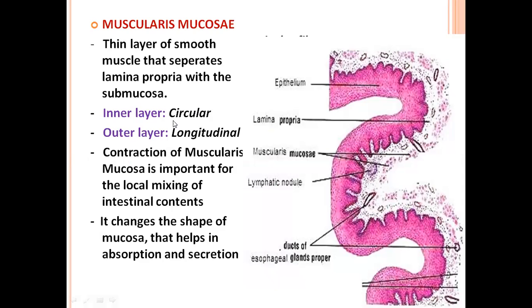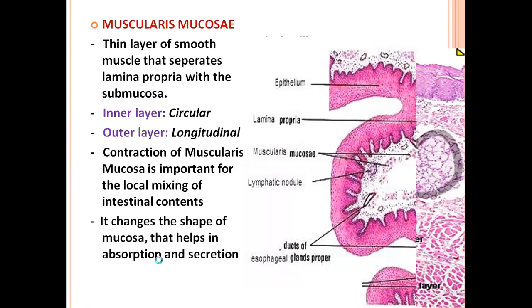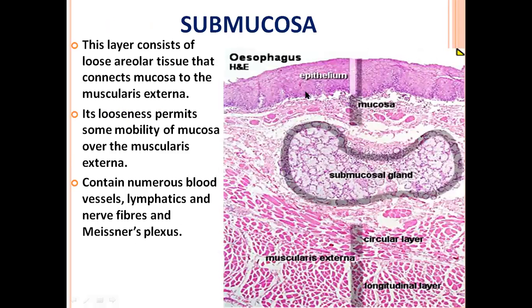So we have smooth muscles arranged in different directions, with inner circular smooth muscles and outer longitudinal. Contraction of this muscularis mucosa is important for local mixing of intestinal contents. It changes the shape of the mucosa, which helps in absorption and secretion. So we have mucosa, and then we have submucosa.